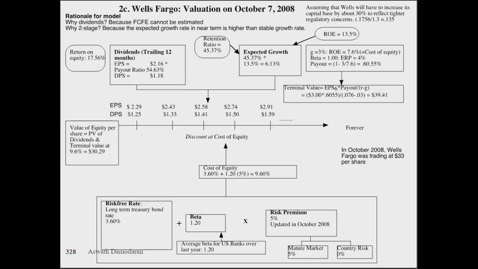Wells Fargo's share price had gone from 52 to 33. So one of the reasons I did this, I said, as a contrarian investor, maybe this is a good time to buy Wells Fargo. Maybe they're just melting down for the wrong reasons. So I was hoping to find a value much higher than 33. But once I brought in the higher risk premium and the expectations of more regulatory capital, that value very quickly started to melt down.